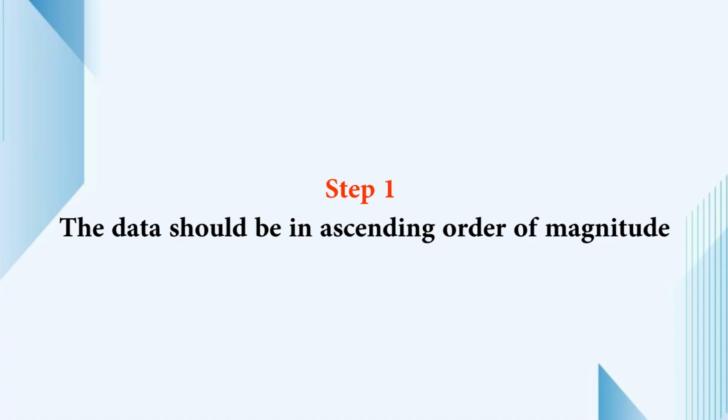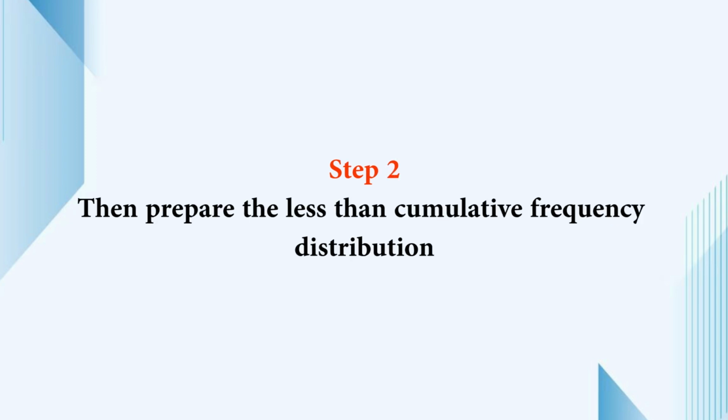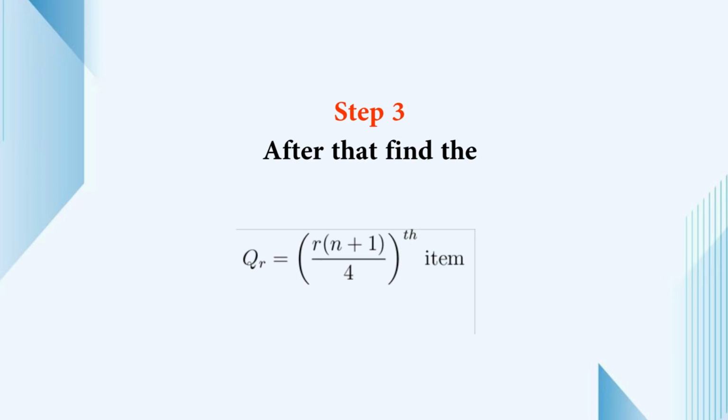Now, let us see how to compute quartiles for continuous series. First, arrange the data in ascending order of magnitude. Then, prepare the less than cumulative frequency. After that, find the r into n by 4th value. Now, see the cumulative frequency just greater than r into n by 4th value. The corresponding class contains the quartile value and it is called the quartile class.